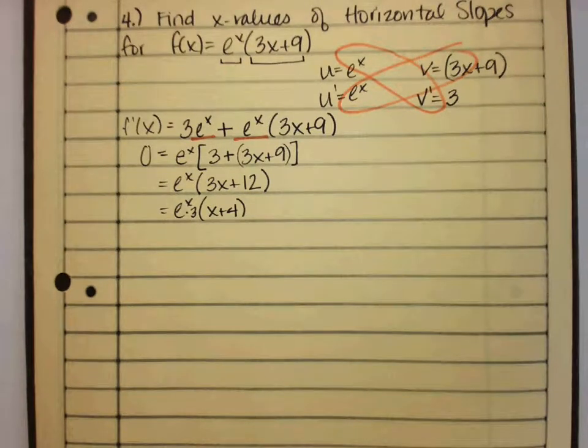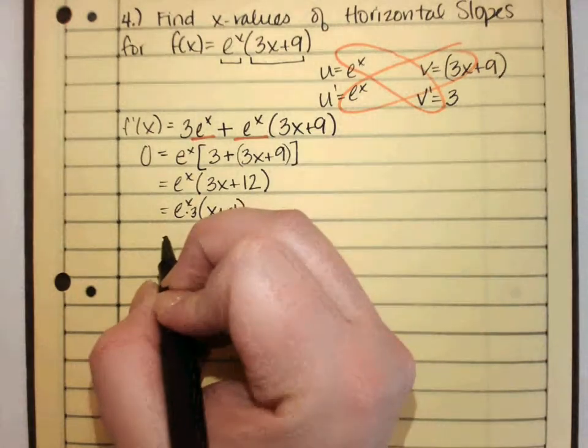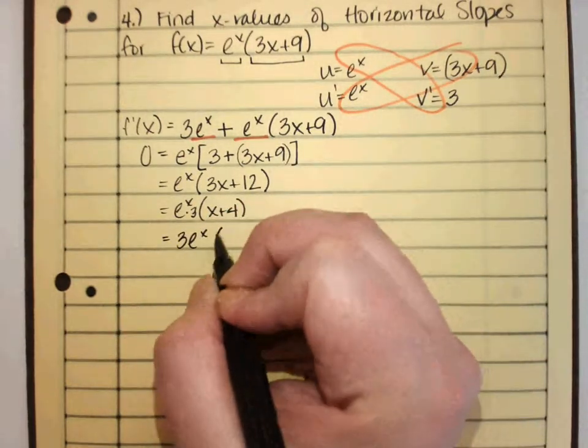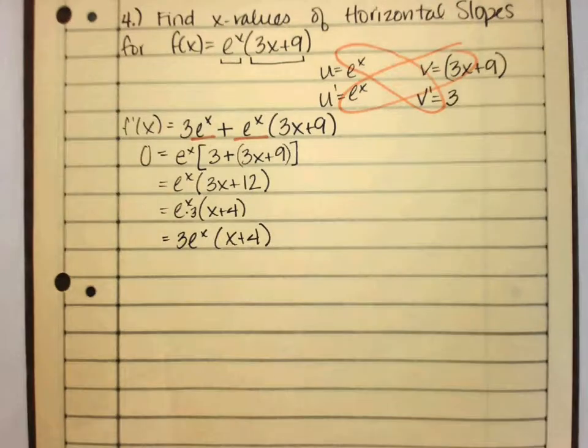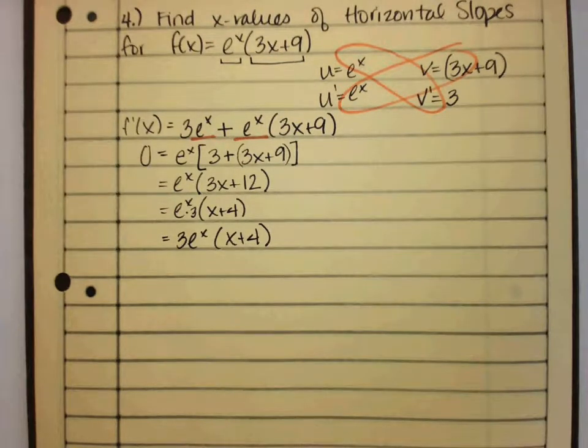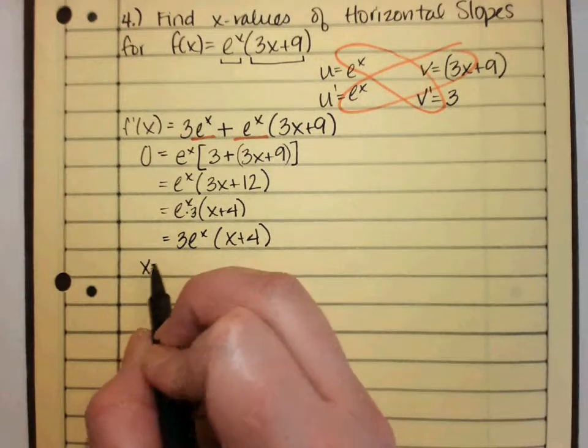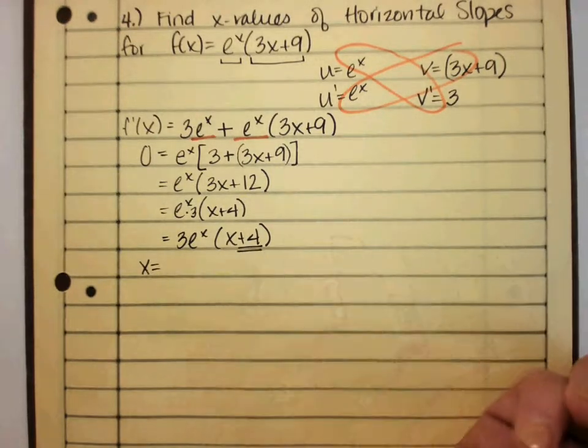Is e to the x times 3 the same thing as 3e to the x? Yes, you could also write it like this. That would be fine. 3e to the x, x plus 4. Doesn't matter. Now, originally, what was that equal to? 0. So what are my solutions? So if I have a plus 4, what's my first solution?